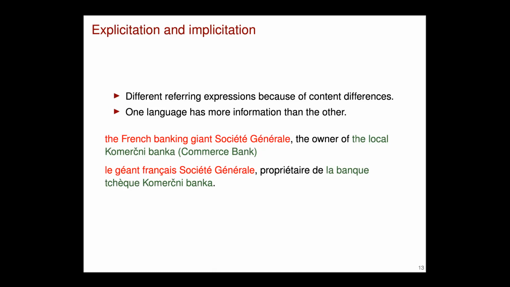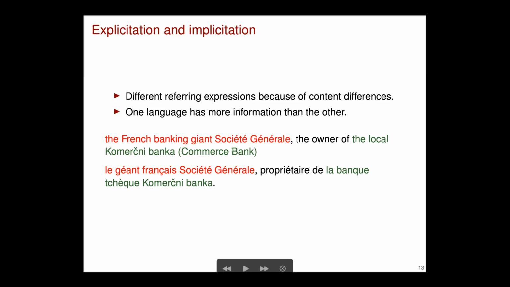So on the more interesting side, perhaps, we have the phenomena of explicitation and implicitation, where the referring expressions on the source and on the target side are different because there is an actual difference in content between the source and the target, and because one language has more information than the other. This is something that relatively frequently happens in translation, and there's been a lot of theoretical literature in translation studies about why this might happen in various cases.